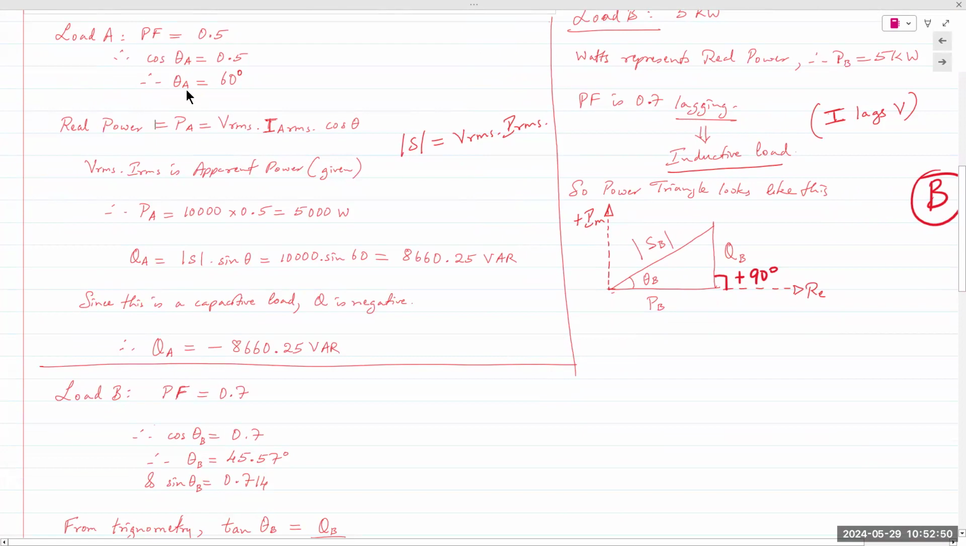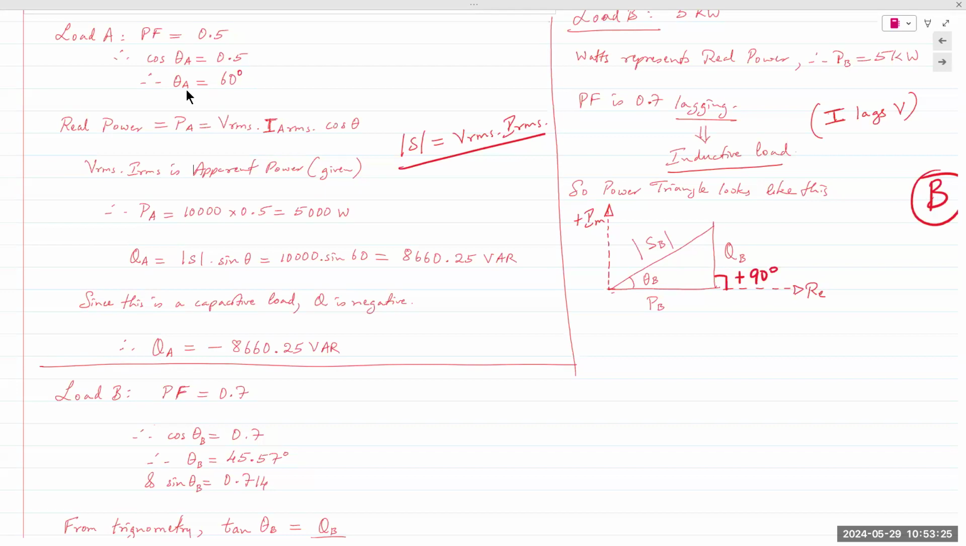And then we can choose which equation we'd like to use. You can choose which equations you'd like to use. So again, trigonometric identities, it depends on what you would like to use. Since we are given the magnitude of S, which is the hypotenuse, meaning VRMS, IRMS is given to us, we can simply apply the equation. P is VRMS IRMS cosine of theta, and then Q is VRMS IRMS times sine theta. That's the first set of equations.